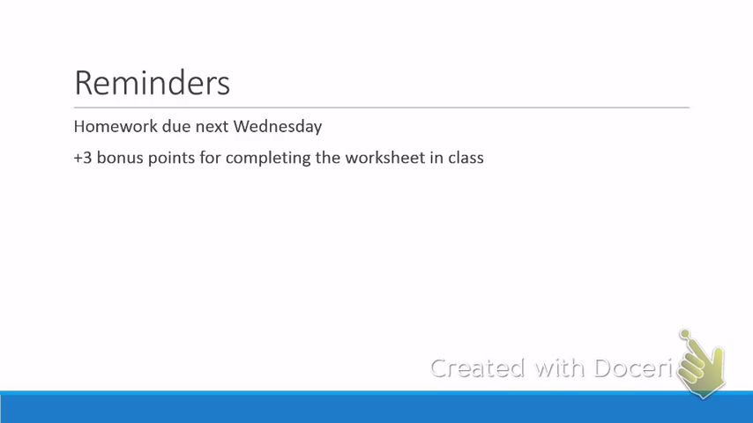There will be a new homework set that will be due next Wednesday, and tomorrow class time will be devoted to completing a worksheet that corresponds to this lecture. So you can get 3 bonus points just for completing the worksheet in class, and I will also be offering up to 5 bonus points if the worksheet is done well.